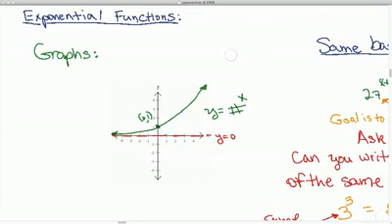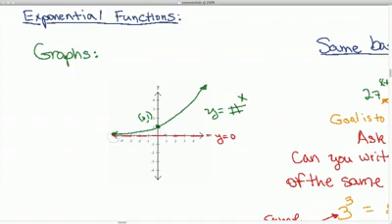Today we're going to be looking at the concept of exponential functions. We're going to start out by looking at the graphs. If you can keep in mind the fact that logarithms and exponential functions are inverses of each other, it'll help you in the graphing process.